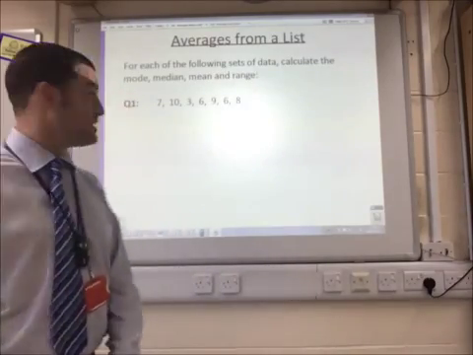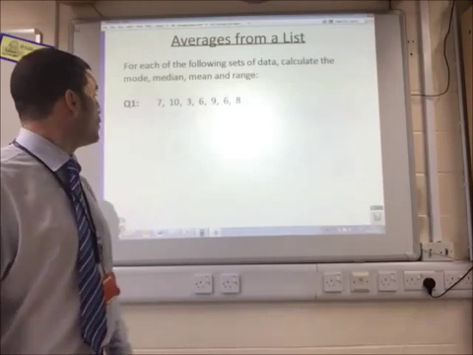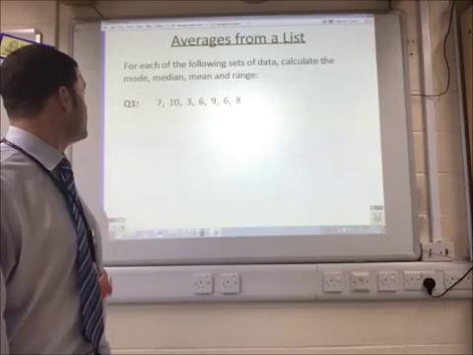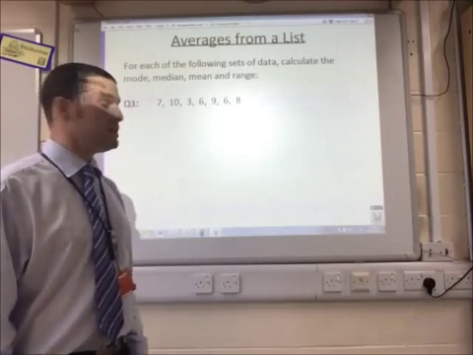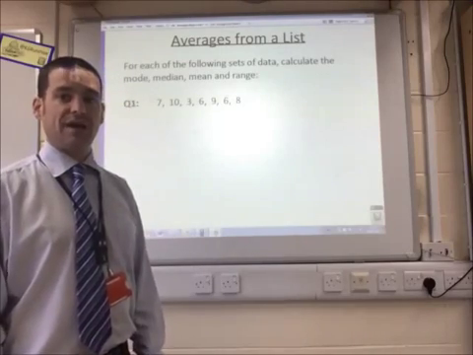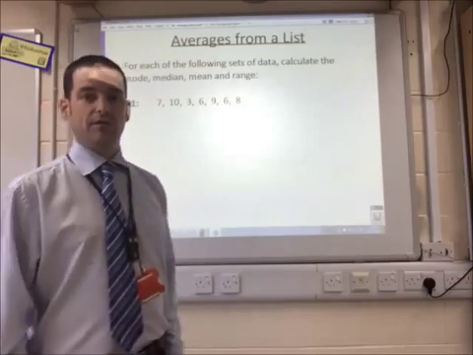Okay, so this is the first example. We've got a list with 7 numbers in it, and we're asked to find the following different measures. We've got to calculate the mode, the median and the mean, which are all different types of average, and then the range, which is going to tell us something about the spread of the data.